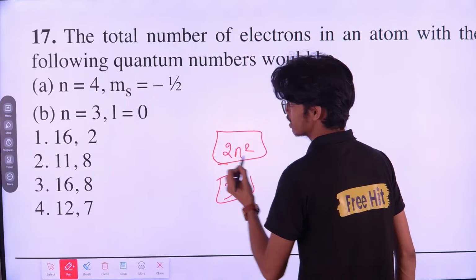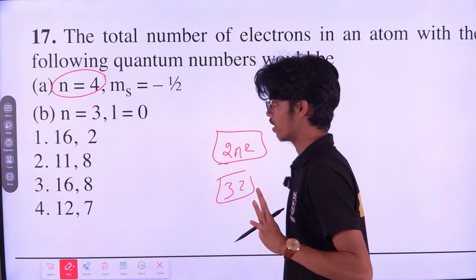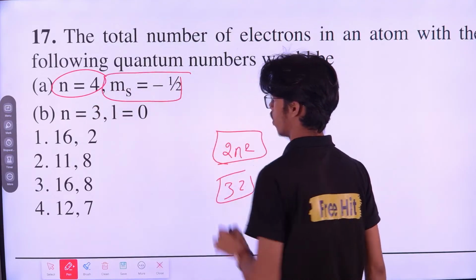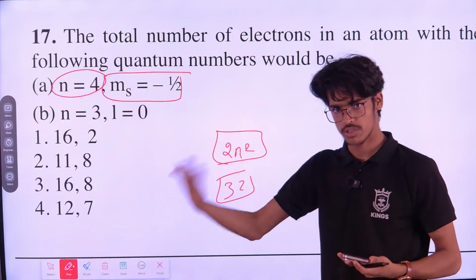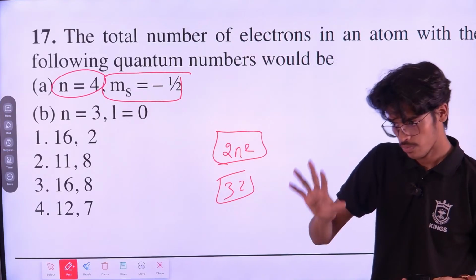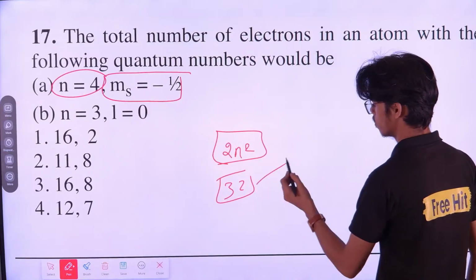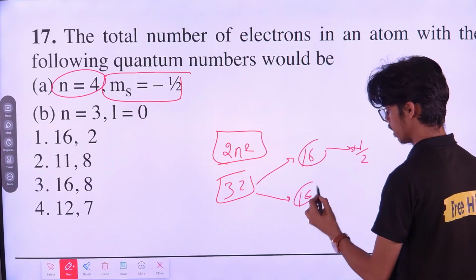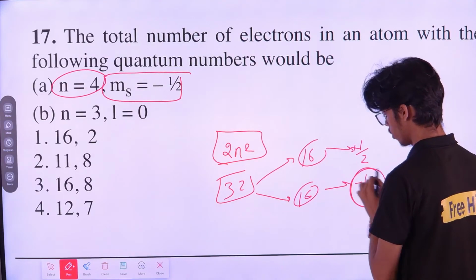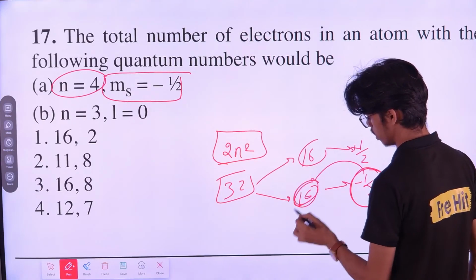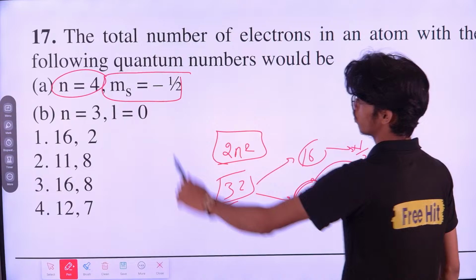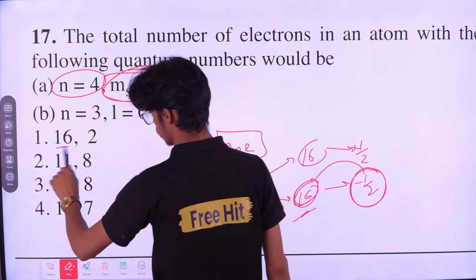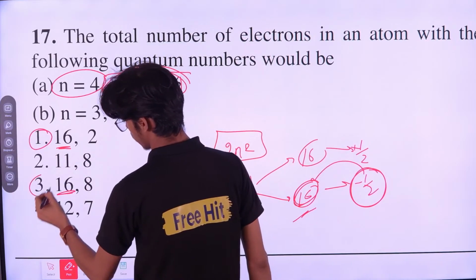Now in shell 4, 32 electrons can be there, but we are only talking about those electrons which have negative spin. Half of the electrons are going to be positive spin, half of the electrons are going to be negative spin. We are only talking about negative spin electrons, so the total number of electrons is 16. In case of n equal to 4, and if you want -1/2 spin, then it should be 16. So which option? 16. See, I told you, one of them can be the answer.